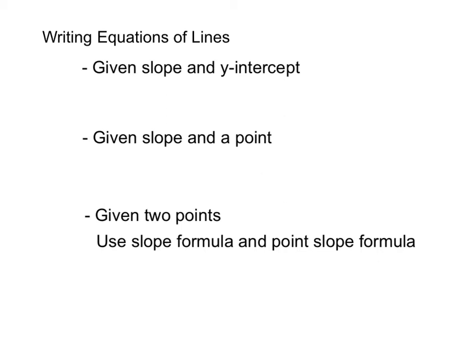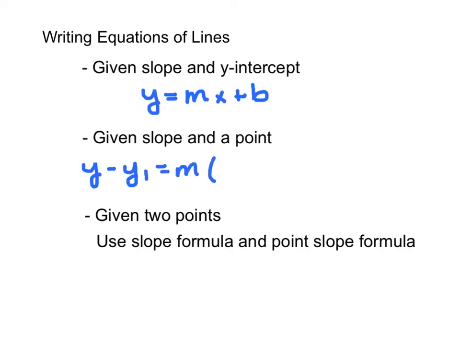While writing equations of lines, we're going to be using a number of different formulas. If we're given a slope and a y-intercept, we're going to be using slope-intercept form. Slope-intercept form takes on the form y is equal to mx plus b. If we're given a slope and a point, we're going to use something that's called point-slope form. Point-slope form will be y minus some y coordinate is equal to the slope times x minus some x coordinate.